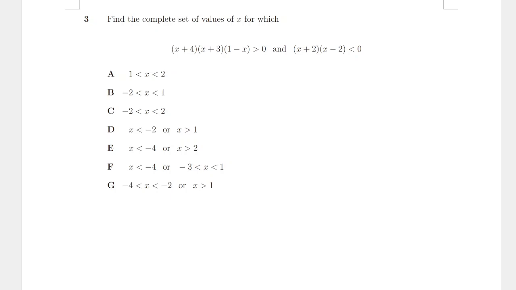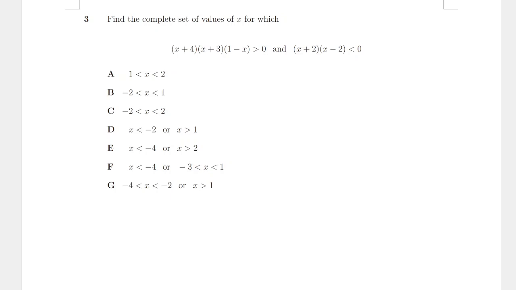Okay, question 3. Find a complete set of values of x for which (x + 4)(x + 3)(1 − x) is greater than 0, and, careful, and (x + 2)(x − 2) is less than 0. Okay, so we have a cubic inequality and we also have a quadratic inequality, right? So what do we normally do with these things? We draw the graph, right? We draw the graph and check when it is above the x-axis, when it is below the x-axis, and then we judge, yeah? Okay, so let's see.